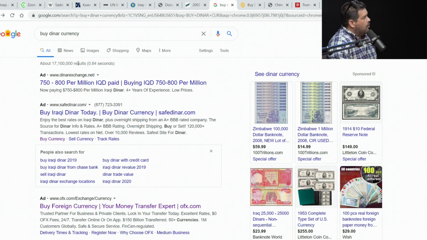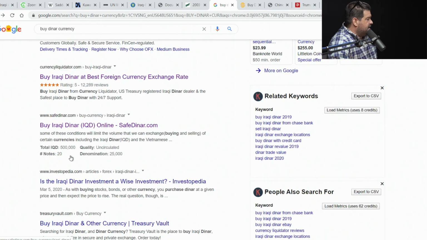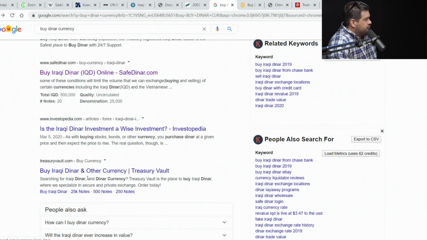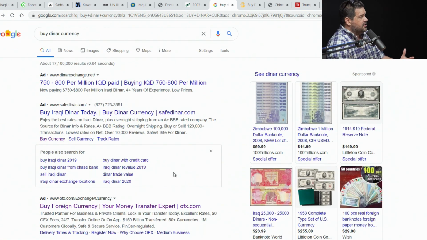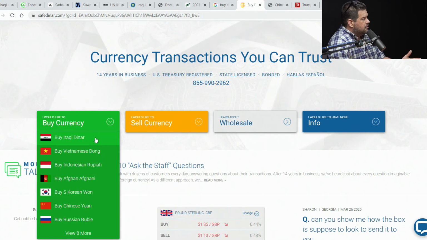And so here's the great thing about it. You can just go on to google.com and write buy dinar currency. You get a big list here. You've got Dinar Exchange, Safe Dinar, OFX, Currency Liquidators, Treasury Vault. All of these you can go on. I don't make any money. I don't care which one you go on. But you can go on and you can buy dinar.